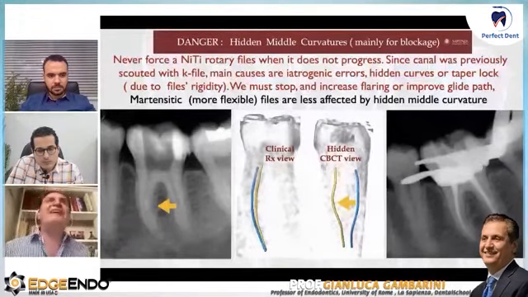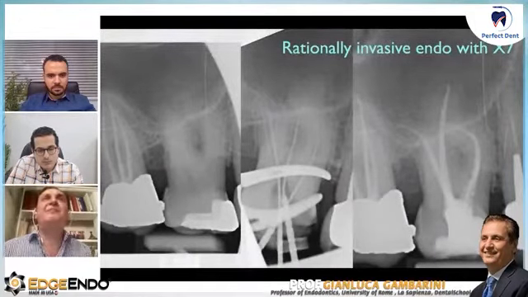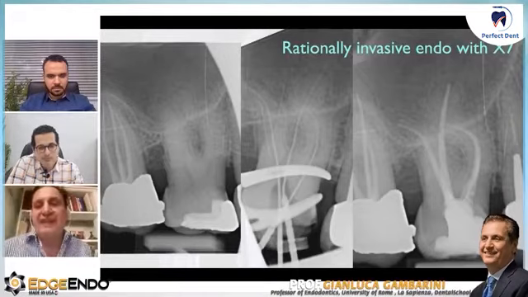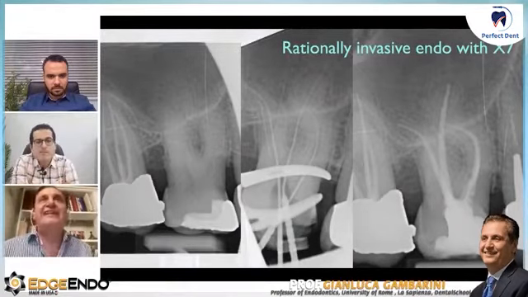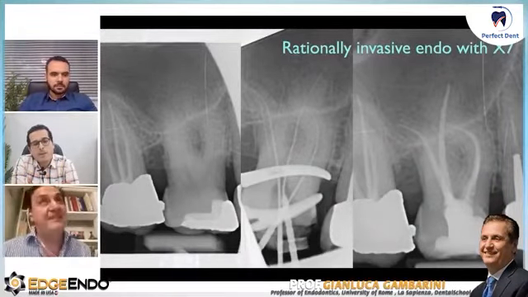And this is why I don't need many instruments, I need only two. This is why if I want to create more selective flaring, I use the instrument more in the working out. This is why if I get quite easily to the working length, I actually don't create any taper. I only create the taper in 3 dimensions. This is very, very important to understand, only when I need.